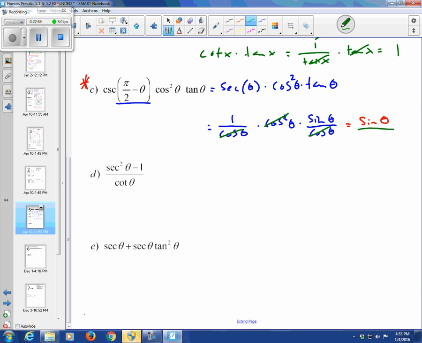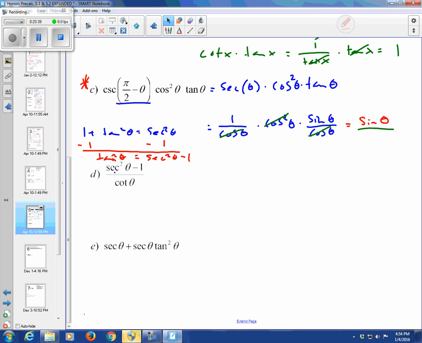Now right here, none of my Pythagorean identities have a subtraction in them, but what I can say is that if I go back to the Pythagorean identity that involves secant, I have 1 plus tan squared theta equals secant squared theta. And if I manipulate this identity by subtracting 1 from both sides, I'm going to get tan squared theta equals secant squared theta minus 1. And then I'll be able to use that identity.